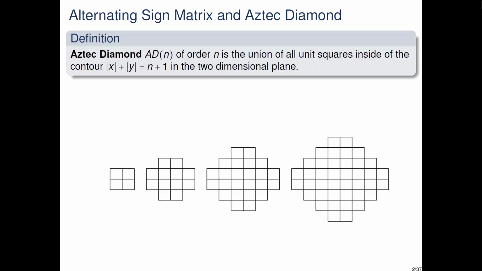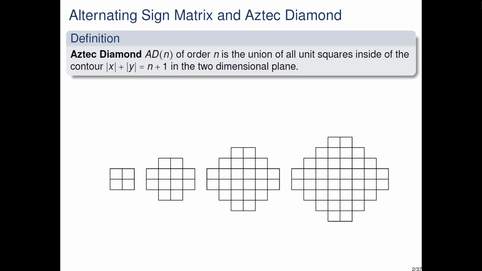Okay, all right. So an Aztec diamond, AD of n, of order n is defined as the union of all unit squares in the contour absolute value of x plus absolute value of y is equal to n plus 1. For example, the first ones are AD of 2, AD of 3, AD of 4, and AD of 5.